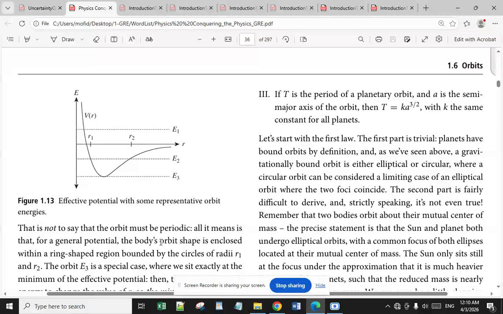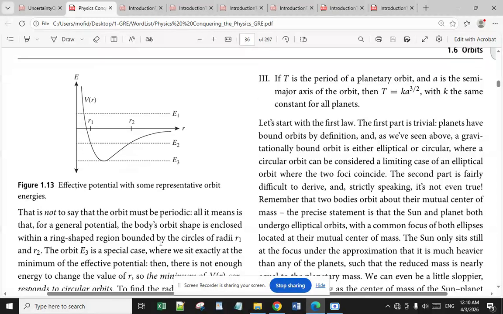Let's start with the first law. The first part is trivial. Planets have bound orbits by definition, as we have seen above. A gravitationally bound orbit is either elliptical or circular, where a circular orbit can be considered a limiting case of an elliptical orbit where the two foci coincide. The second part is fairly difficult to draw, and strictly speaking, it's not even true.